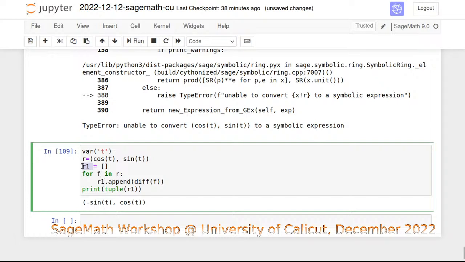R1 is now empty. So append this minus sin t, and after that take the derivative of sin t and append. That's it. And I convert that to a tuple so that it looks like again a vector valued function. As I told, this is not a complete solution, but this is a possibility.